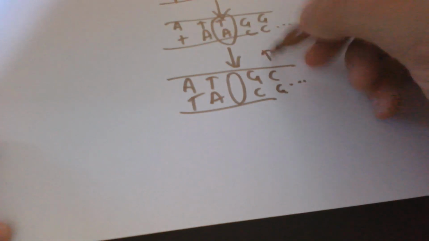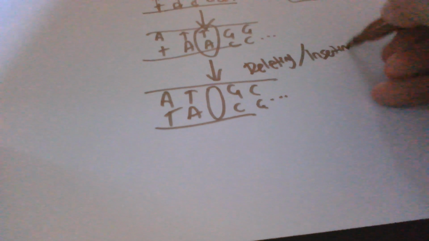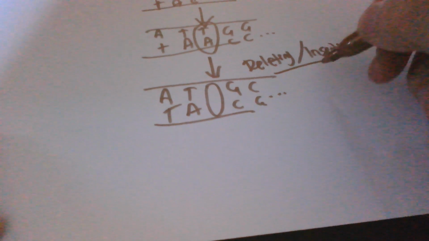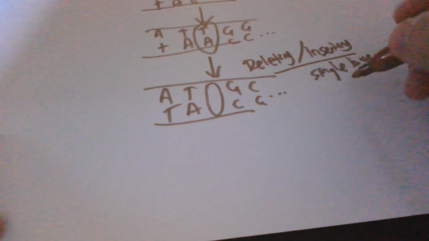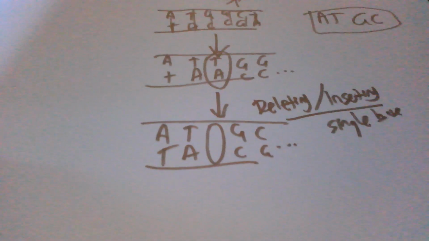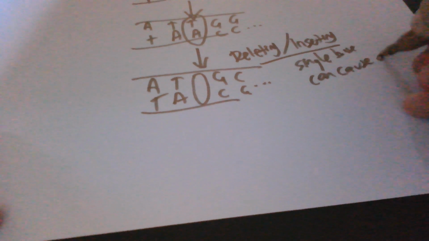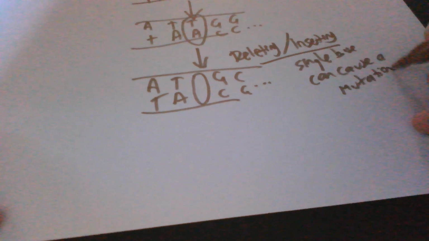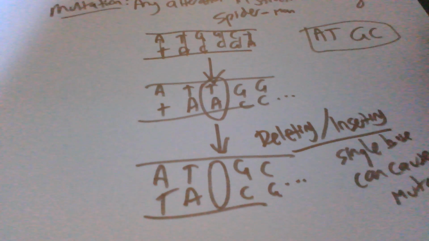Or if you insert, deleting or inserting, these are two possible ways you can mutate a gene. Inserting a single base pair can cause a mutation. So that is mutation.